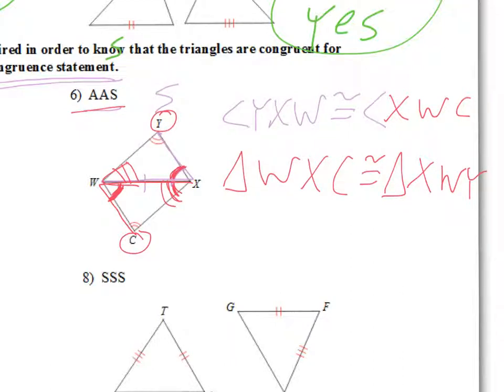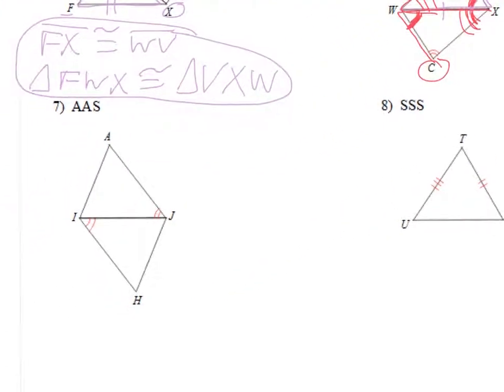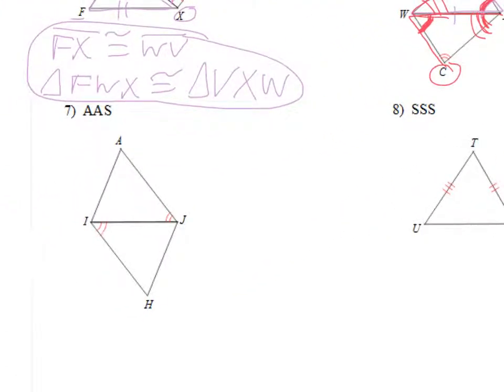Okay, looking at number 7. We're going to use angle, angle, side again. Remember, they share this side, so that's congruent. Angle, angle, side. Well, if H was congruent to A, we would have angle, angle, side. So yes, we would have to say angle A, which we can use a single letter because there's only one possible angle we could be talking about when we say angle A. Angle A and angle H.